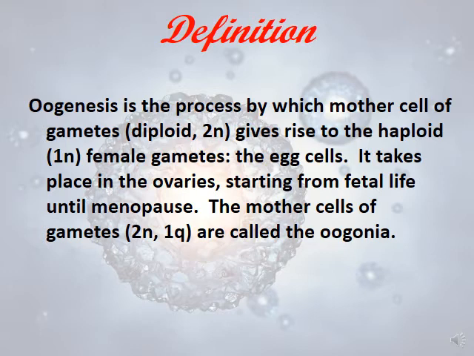So let's repeat. Oogenesis is the process by which the mother cell of gametes, which is diploid 2N, gives rise to the haploid 1N gametes. These are the egg cells. This process takes place in the ovaries, starting from the fetal life till the menopause. The mother cells of gametes, 2N, 1Q, are called the oogonia. So this is the definition of oogenesis.